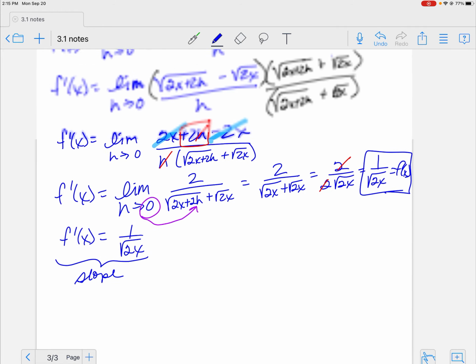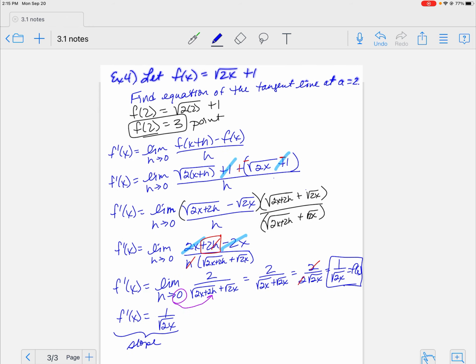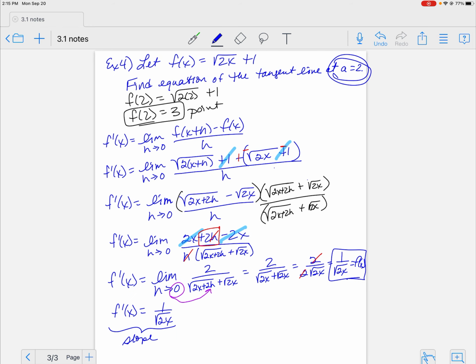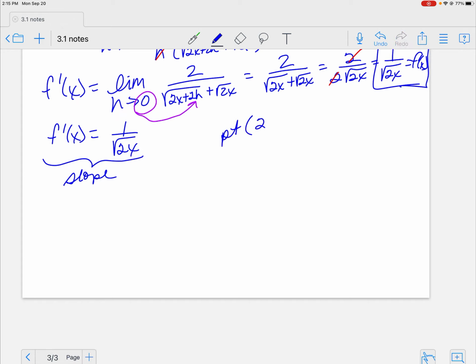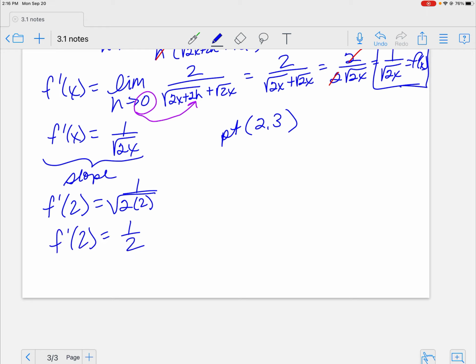So I'm going to squeeze it down so I can see. Way back up here, we had a is equal to 2. So I'm going to take that 2 and plug that in, and I've got my point that I'm going to work with. So we're now going to have a slope and the point. We've got our point here of 2, 3. We have our slope when I plug in my 2, and I have a slope of 1/2. That's my slope. That's my point.